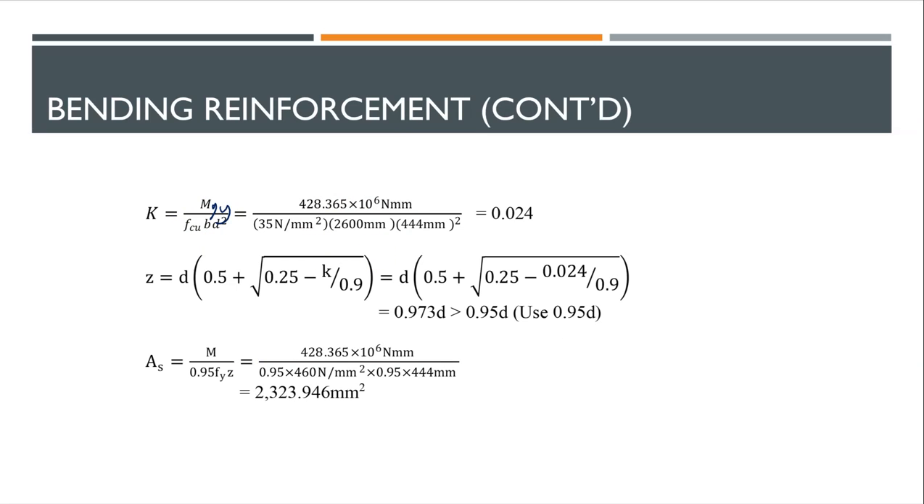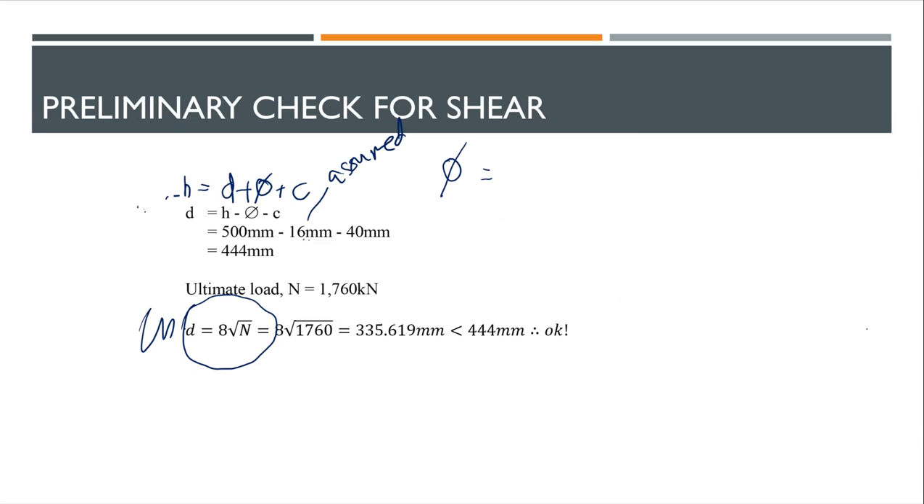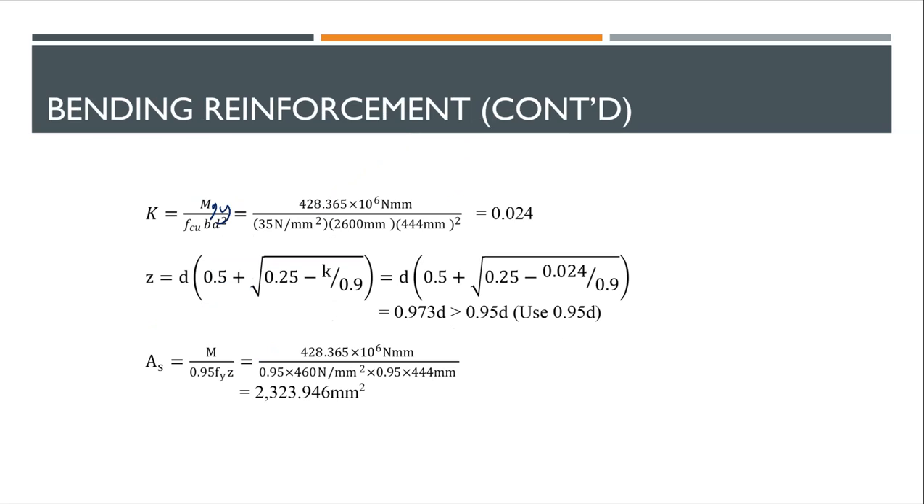And B, kita dah calculate the size of the footing is 2.6 meter times 2.6 meter, meaning kalau dalam mm 2600. And D, kita dah kira when we calculated the preliminary checking for shear. Ini adalah value of D, 444 mm. Okay, so masukkan saja, you akan dapat 0.024 something lah. I tak sure lah berapa, tapi I dapat inilah.